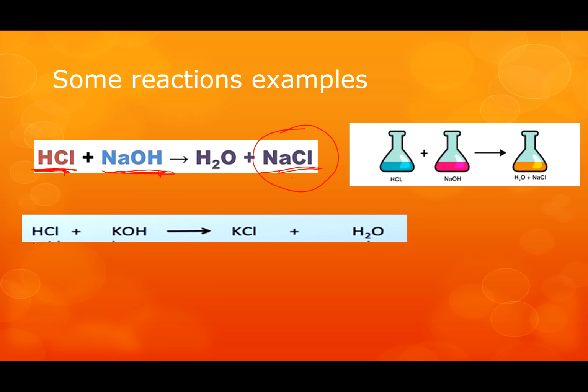The other reaction is given here. Again hydrochloric acid, and KOH is a base. The name is potassium hydroxide. When they both react, they form KCl, potassium chloride, and water. So the salt produced here is potassium chloride. Similarly, you can perform this experiment in the lab as well. You can mix both the acid and base, and they react and form the products.